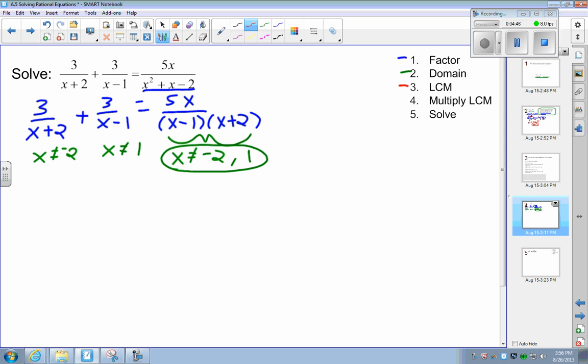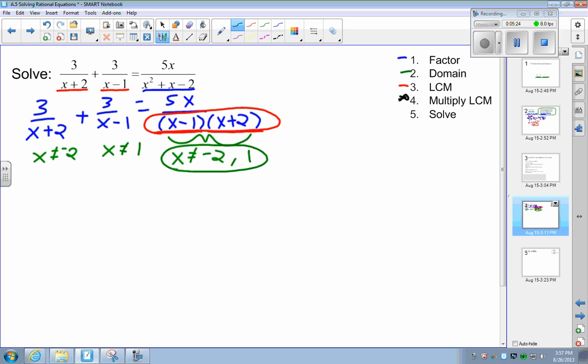Let's go ahead and find our least common multiple. We know that x plus 2 is a multiple of x minus 1 times x plus 2. And x minus 1 is also a multiple of x minus 1 times x plus 2. So perfect. It looks like x minus 1 times x plus 2 is going to be our LCM. All right, so we're going to multiply both sides of our equation by our LCM. And so that's this step right here.